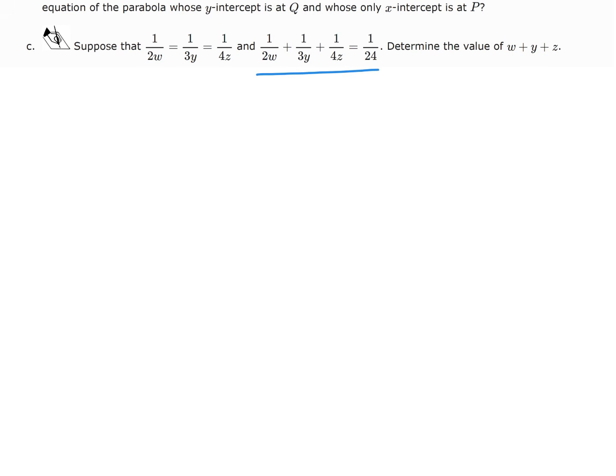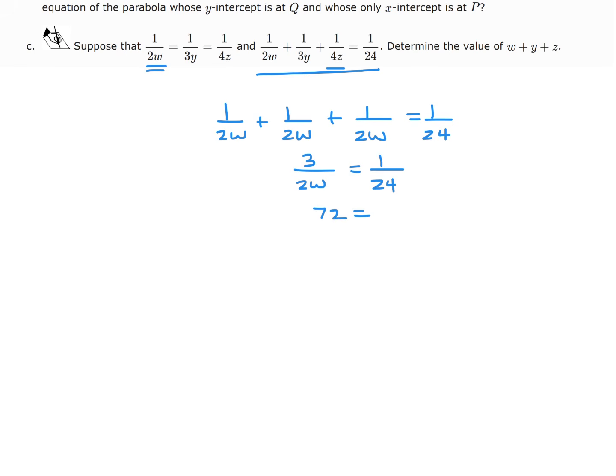All right, so let's start with this one. And 1 over 2w plus 1 over 3y. Well, 1 over 3y is equal to 1 over 2w, so I make that substitution. Similarly, 1 over 4z is equal to 1 over 2w, so make that substitution. And then we have 1 over 24. So this one is 3 over 2w is equal to 1 over 24, and if you cross multiply, you'll get 72 is equal to 2w. Therefore, w is 36.